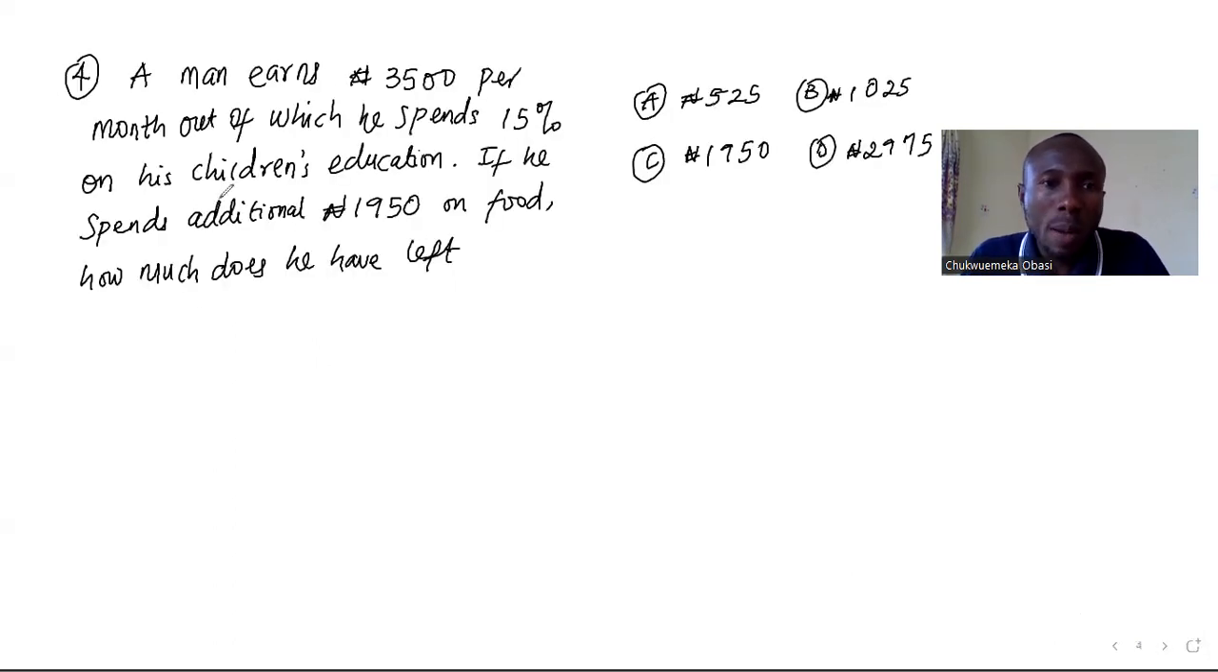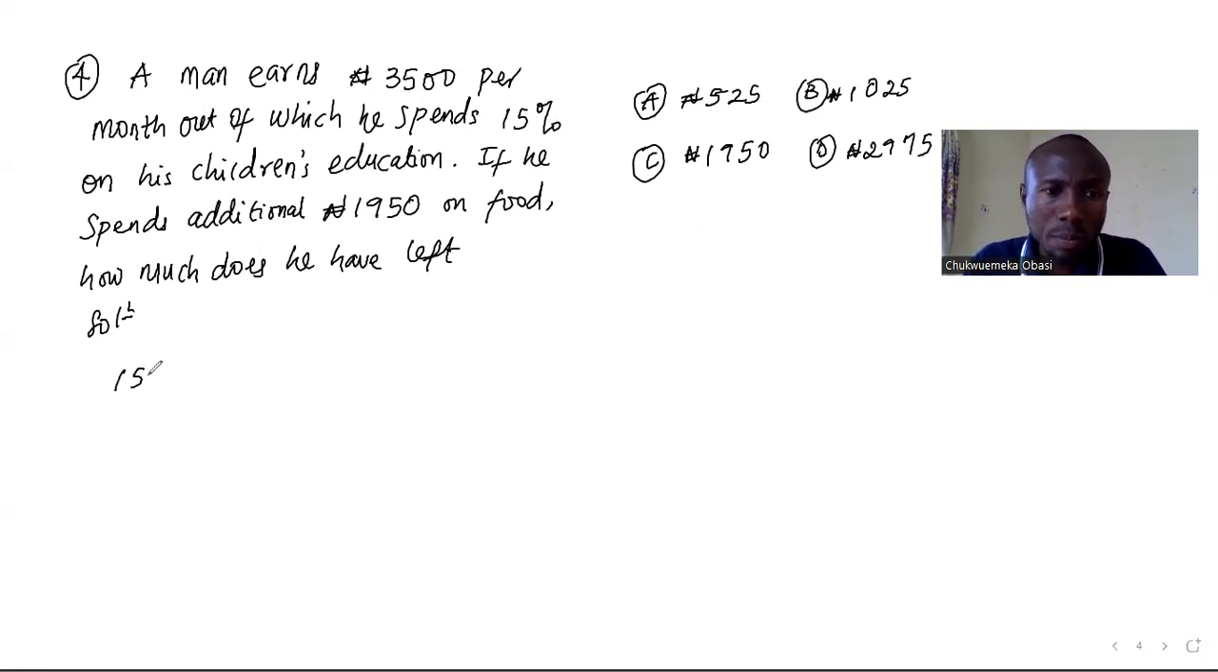Question 4. So you can pause it and solve it and see what your answer will be. If not, let us do it together. Solution. It reads, a man earns 3,500 per month, out of which he spends 15% on his children's education. Then if he spends an additional 1,950 on food, how much does the man have left? So let us do it. They told us the man spent 15% on education. We don't know what the amount is. So let us get the real amount he spent on his children's education.